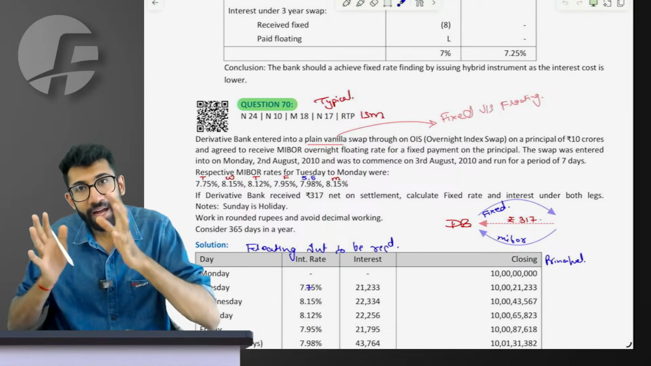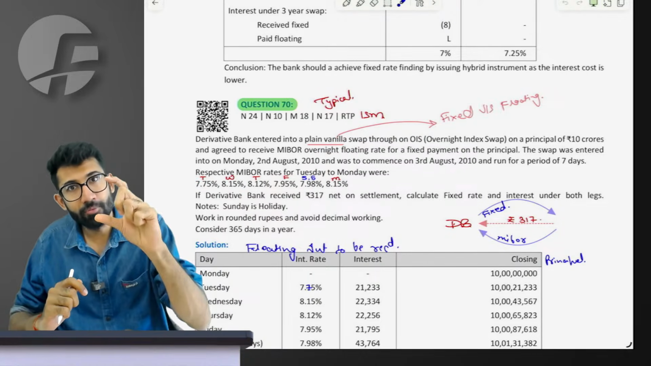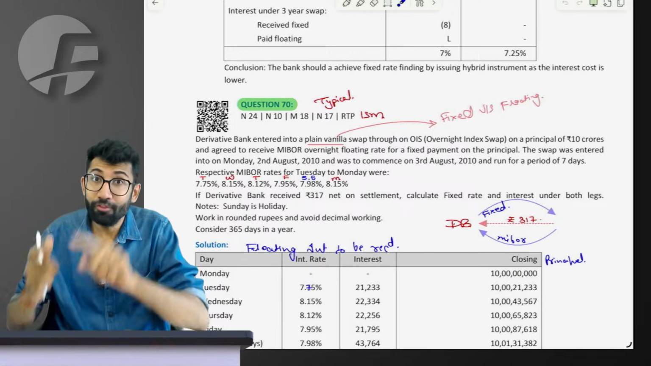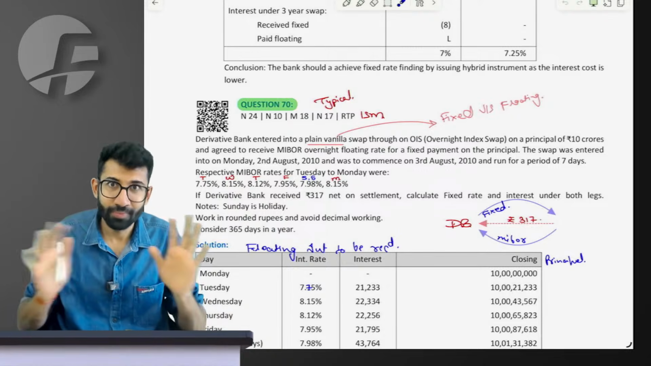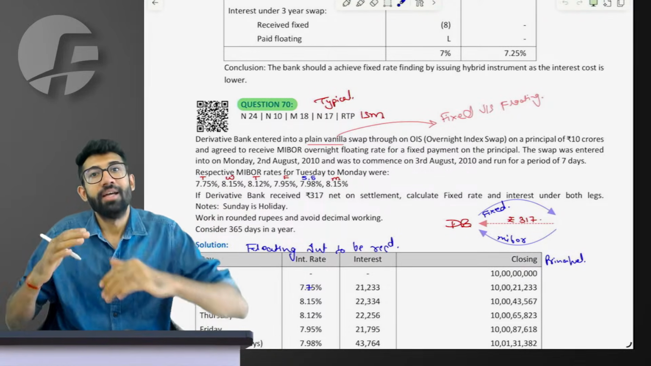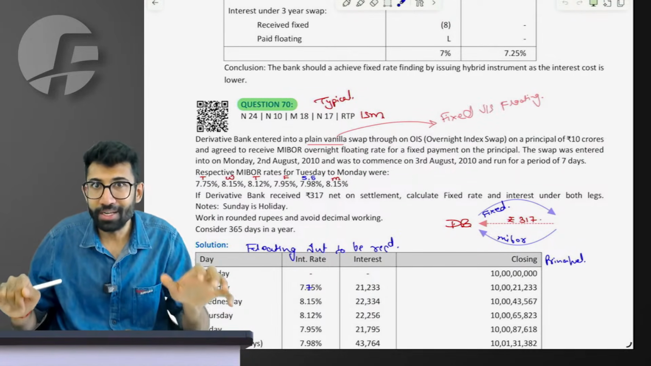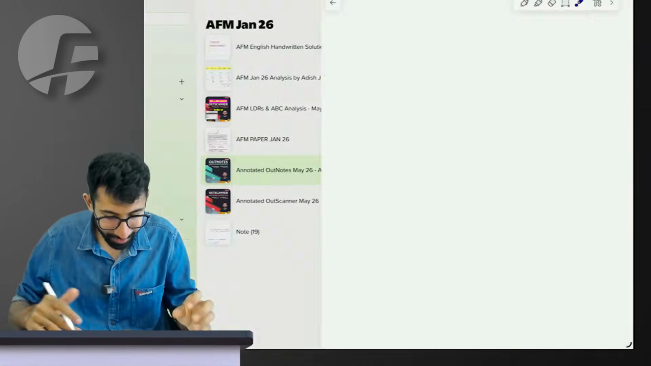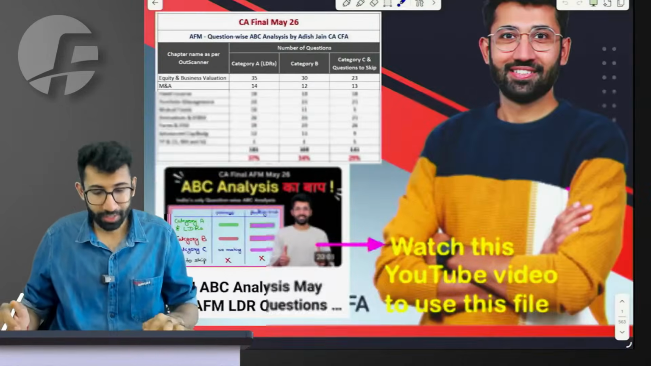In that case, I have given a better solution to you where in a particular chapter, some questions, some concepts are considered A, some are considered B, some are considered C. So in Forex also you have certain things as A, in derivative also you have certain things as C, correct? That ABC analysis I have given to you for May 26, and similarly I'll keep on giving to you for every attempt. In the description there is a link of the PDF, right, which you can download, which has the markings of ABC analysis. I'll show you an example of how the ABC analysis of May 26 looks like. This is how it looks like.